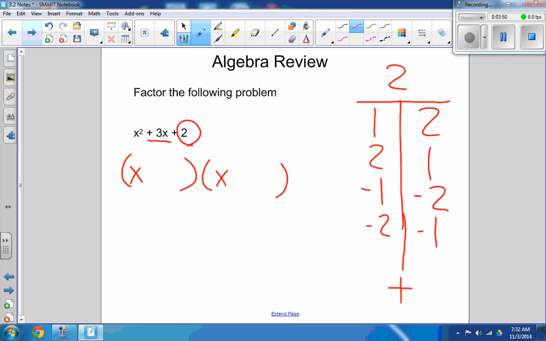So I can pick either of these, and right now it doesn't matter. There are going to be situations where it does matter, but here it doesn't. So I'm going to do x plus 1, x plus 2. And there we go. I've factored that problem.